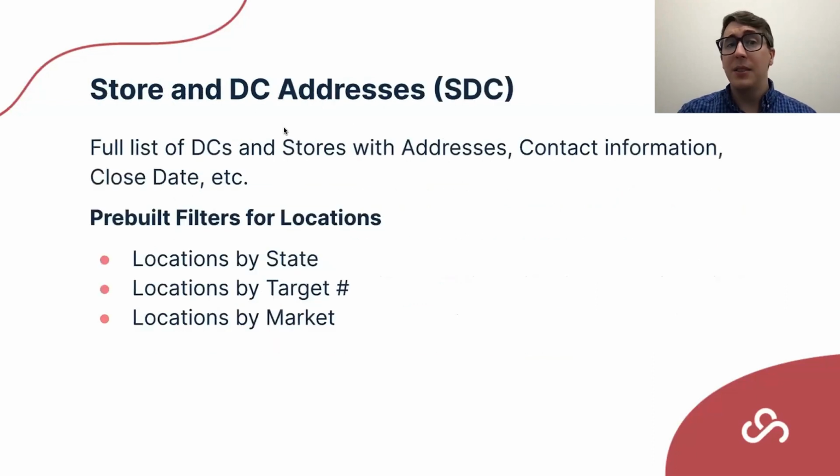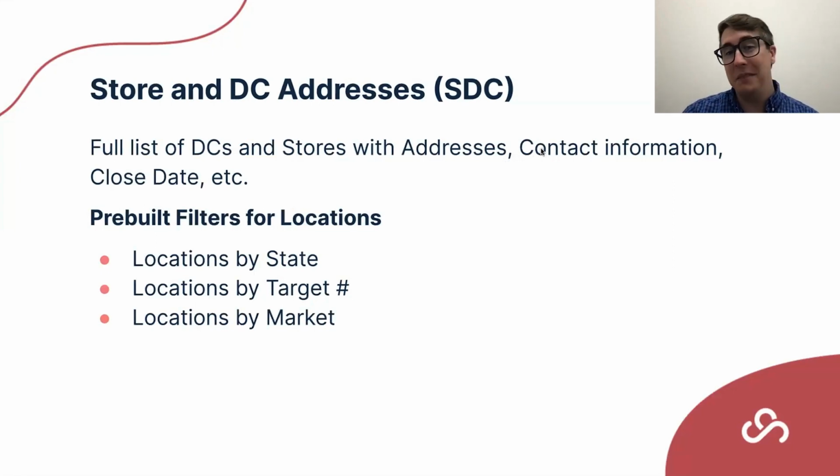Like we said, storing DC addresses by state, by the Target number of the store, or the DC by market. They'll give you different kinds of classifications and how things roll up, like, oh, this store maps to this DC, this regional DC, or the other types of DCs. So it's really useful.